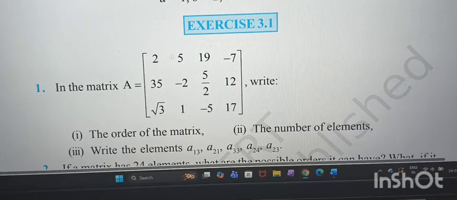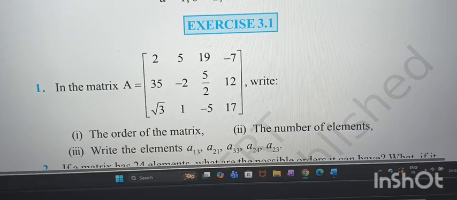So how many rows are there? 1, 2, 3 rows and 1, 2, 3, 4 columns. So the order would be 3 cross 4. For the number of elements, you simply multiply those m and n values. Basically the number of rows and columns, you just have to multiply those values. So there are 3 rows and 4 columns, so 3 into 4 is 12. That will be the number of elements.